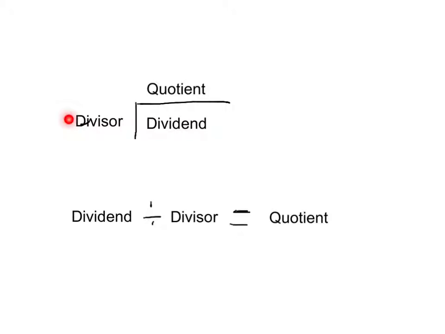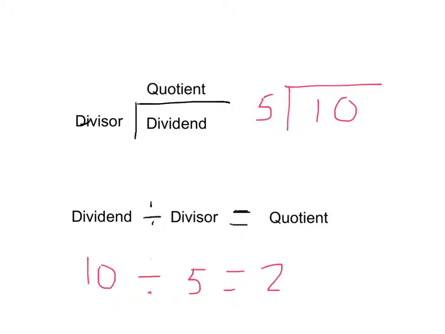So if I wrote it, say that I have 10 divided by 5 equals 2, okay? It's the same as 10 divided by 5 equals 2. Okay, so keep that in mind as we go through this.